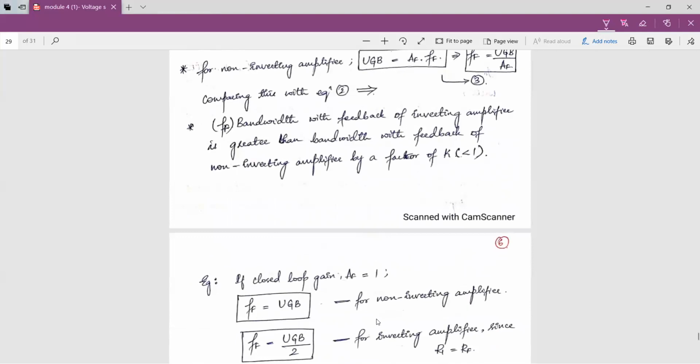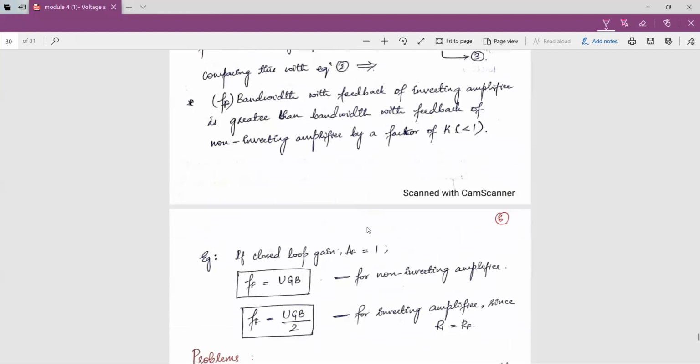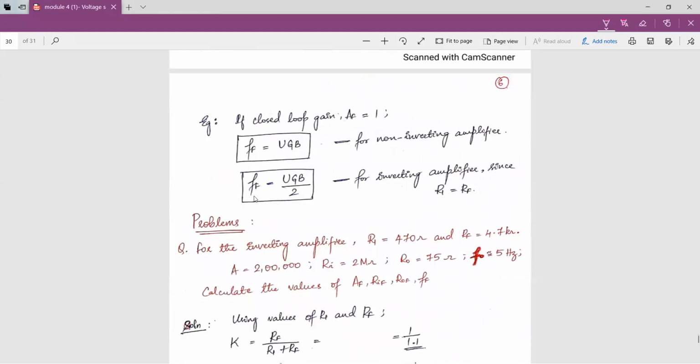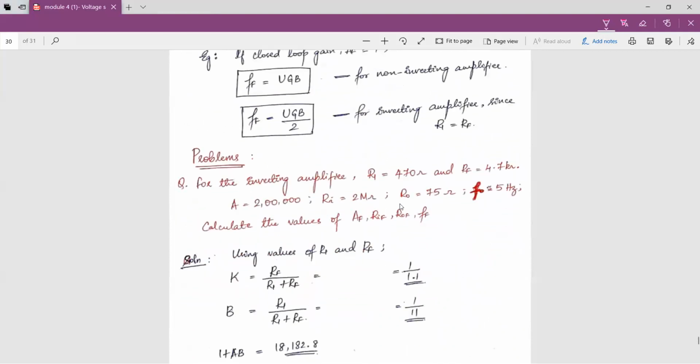So for a non-inverting amplifier, FF is equal to UGB, whereas for the inverting amplifier, here I'll consider R1 is equal to RF. So this K will be equal to 1 by 2. So this bandwidth with feedback will be equal to UGB by 2. So UGB by 2. It is half of the value of the bandwidth with feedback for the non-inverting amplifier. So this is about the bandwidth with feedback for the inverting amplifier.